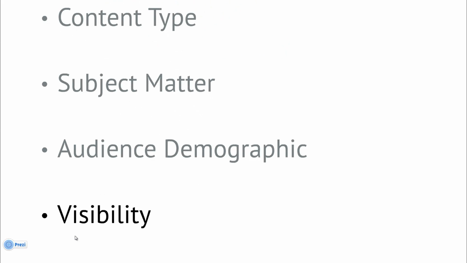And there's a number of things that are probably contributing, of course. Content type could be one. It could be patrons prefer infographics. The subject matter, obviously the Hunger Games probably played a part in how popular some of those posts were. The audience demographic is also one.